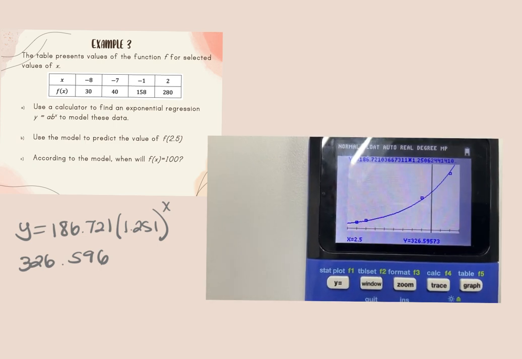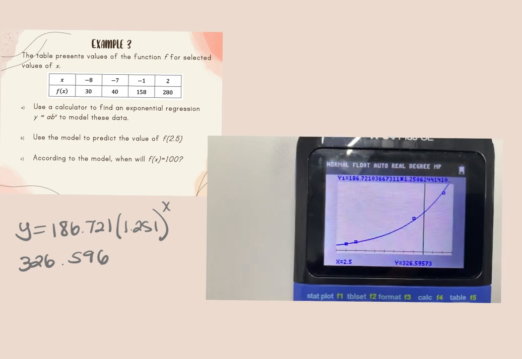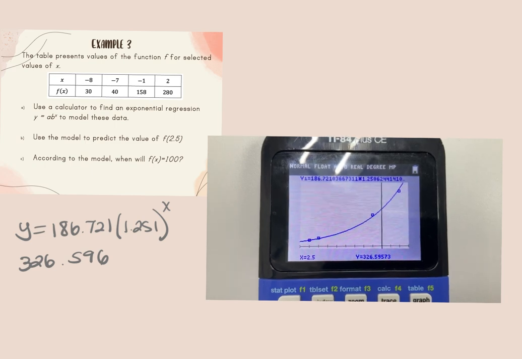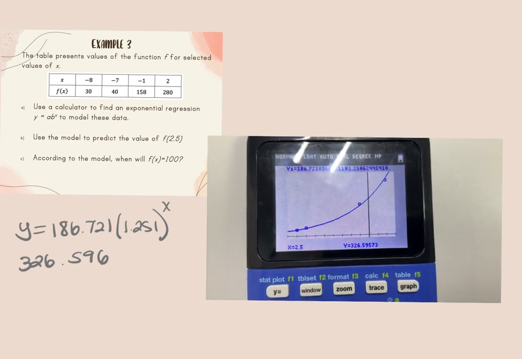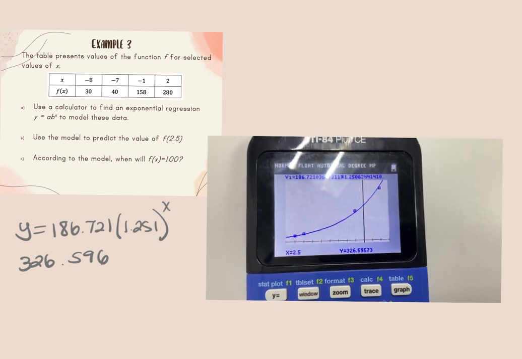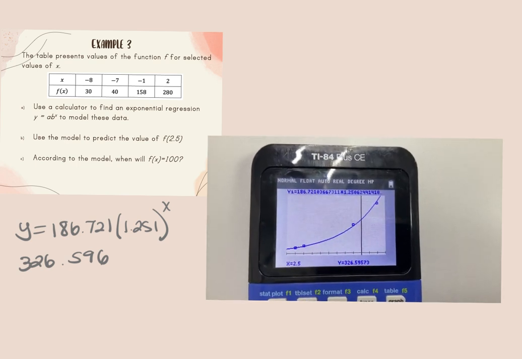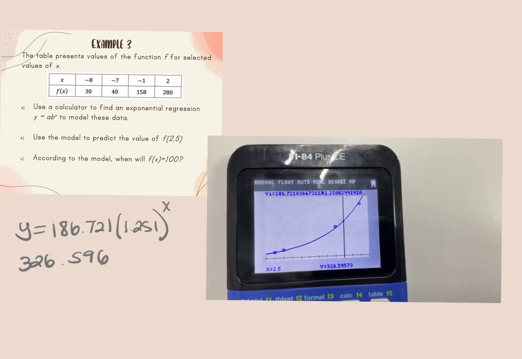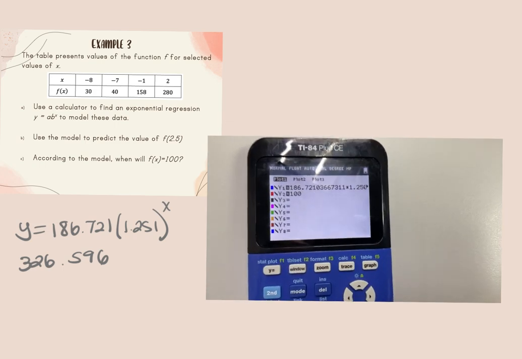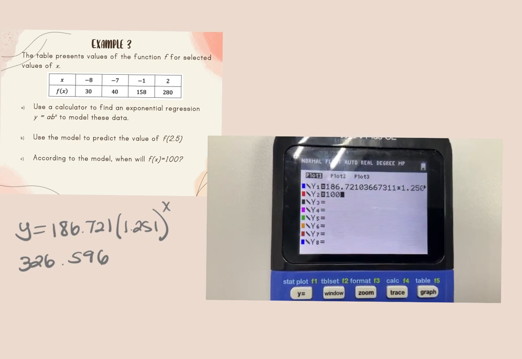The next, Santi, do you want to watch first? Okay, C says, according to the model, when will f of x equal 100? So if I trace this, or I go to the table and try to find 100, it may not be exact. I might not be able to find exactly 100 on my y. The other way we get around this is with the TIs, you can't say y equals, right? Some of the other calculators do allow that. The way that we get around it is we're going to graph a horizontal equation with 100. So we go to y equals, go to the next line, and hit 100. So I go to a y2, this is going to be a horizontal line passing through where y is 100.